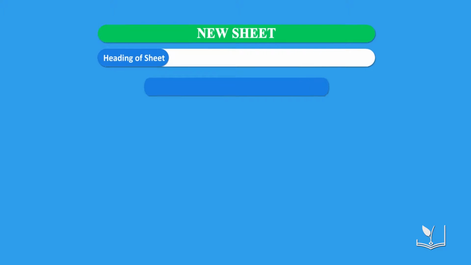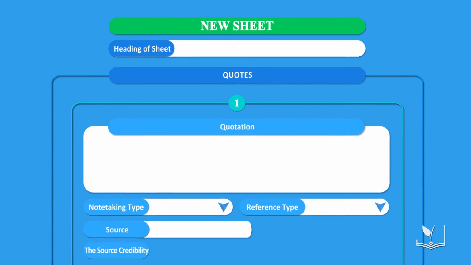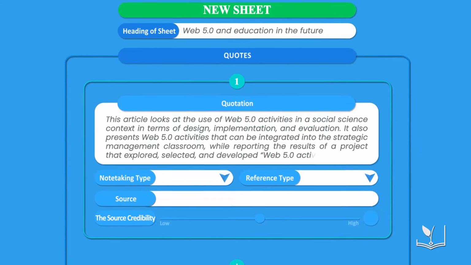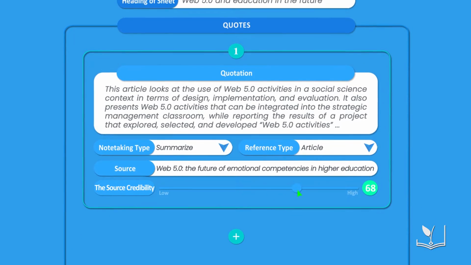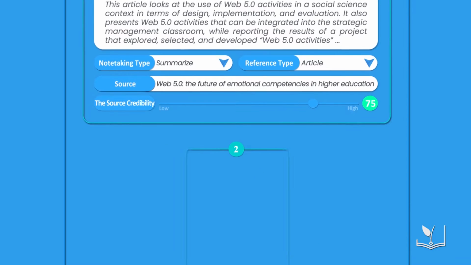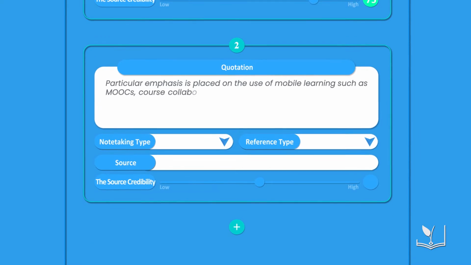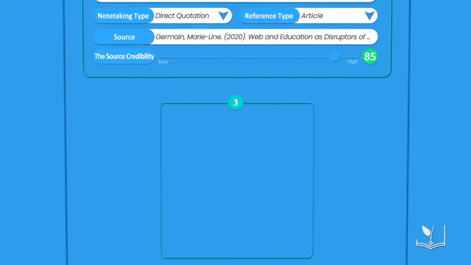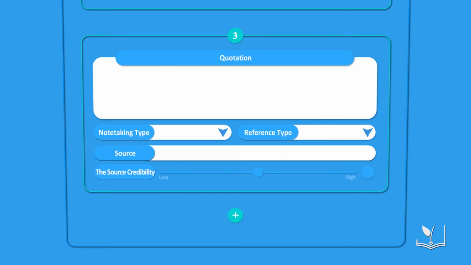Taking notes? Record a sheet. Everything you gain in your research, or each idea that springs to your mind, is recorded in a form called a sheet. Be sure you only have one note or one main idea per sheet. Write or copy one quote, one summary, or one paraphrase per section. Then, fill out note-taking type, reference type, source, and credibility of source.